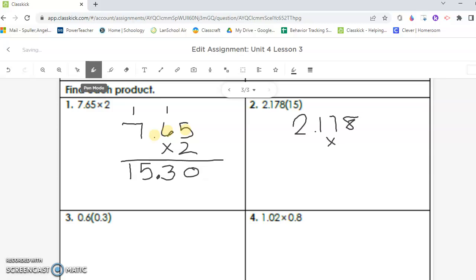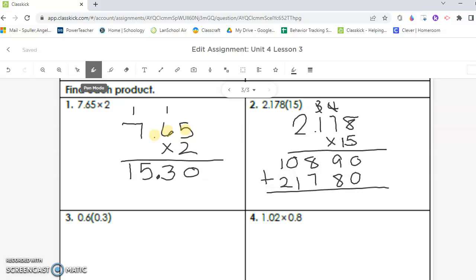Doing the next one, 2.178 times 15. Okay. 5 times 8 is 40, carry the 4. 5 times 7 is 35 plus 4 is 39. 5 times 1 is 5 plus 3 is 8, and 5 times 2 is 10. All right, we are moving into the next place level. So 1 times 8 is 8, 1 times 7 is 7, 1 times 1 is 1, and 1 times 2 is 2. Let's add these up.